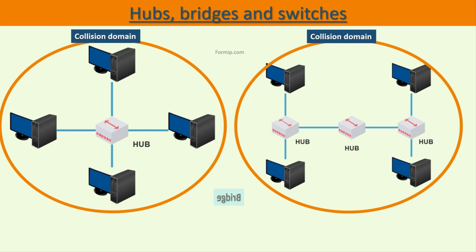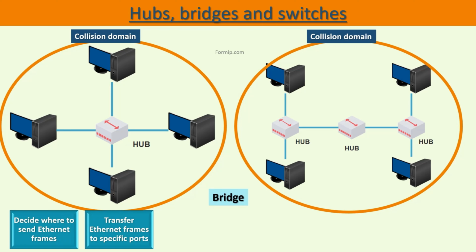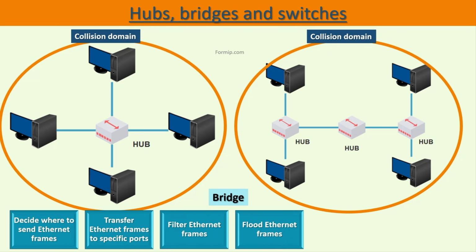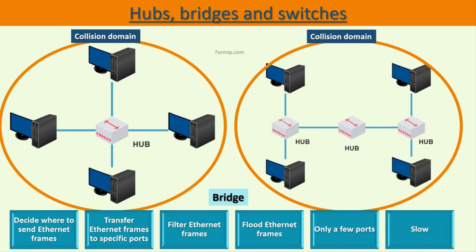And that's how the bridge was born. The bridge has intelligence, and it works in layer 2 of the OSI model, the data link layer. The bridge is capable of deciding where to send Ethernet frames, looking at MAC addresses, transferring Ethernet frames to specific ports, filtering Ethernet frames, that is to say, remove those that are useless, flooding the Ethernet frames, that is to say, send them everywhere like a broadcast. On the other hand, a bridge has only a few ports, and they're very slow.